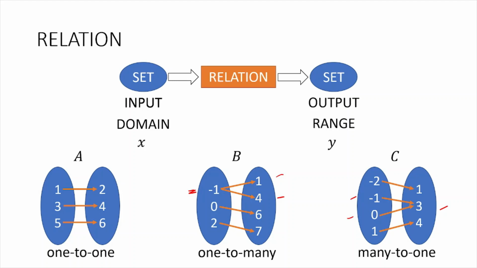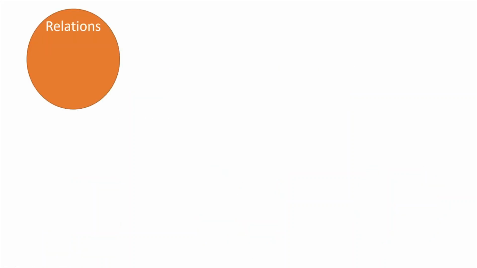Now, out of all these types of relations, we have a special type of relations known as functions. All right. Let's say this is the set of all possible relations, all right? And inside this set is a subset, a special type we call functions, okay? This implies that all functions are relations, but not all relations are functions, okay?